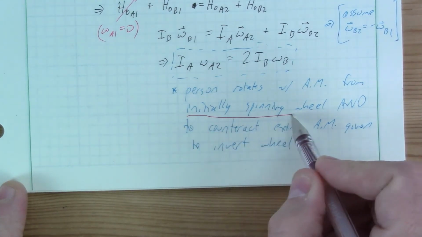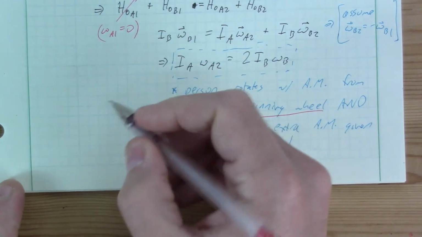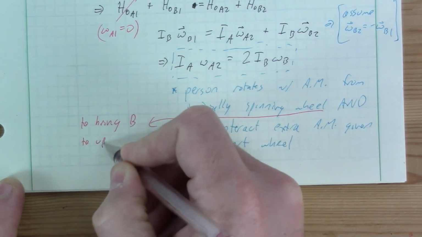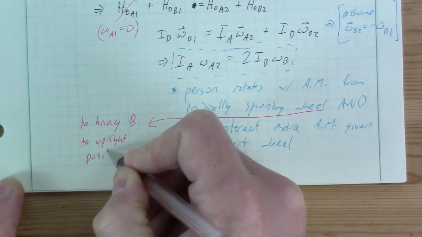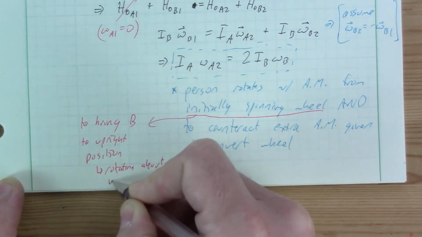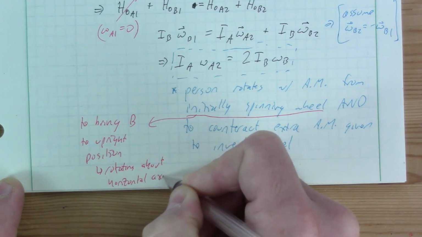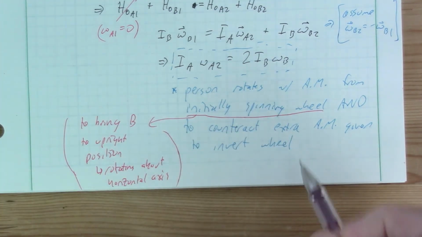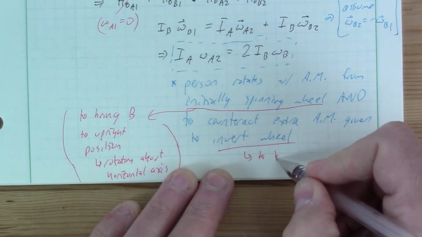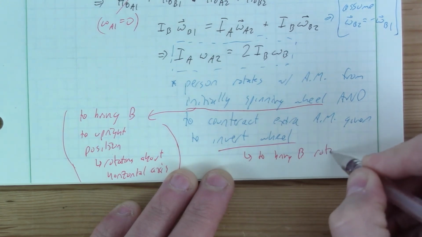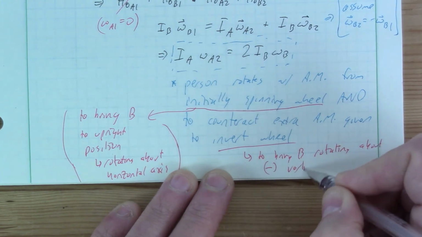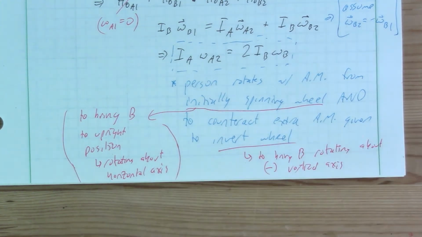So when I say the initial spinning wheel, this first part is only to bring B to the upright position. So it's rotating about a horizontal axis. And then we got the extra one, right? To counteract, now that we have it, to bring B rotating about a negative vertical axis. Okay?